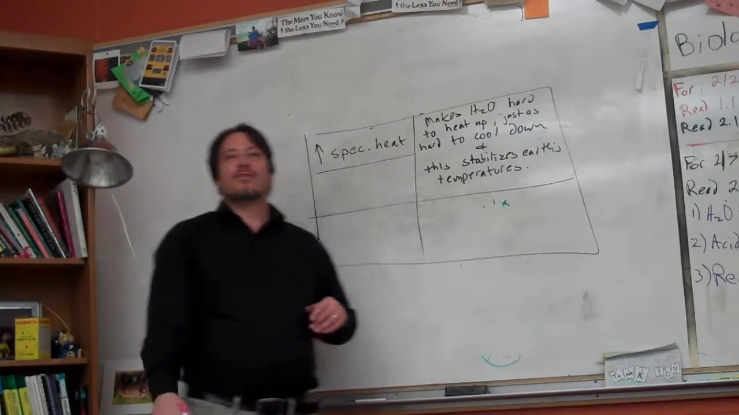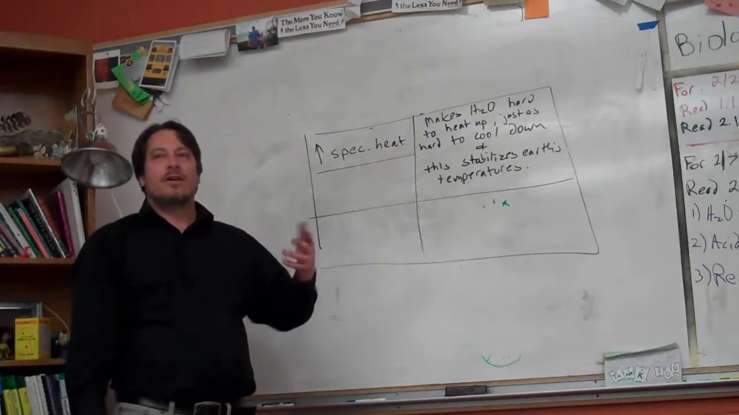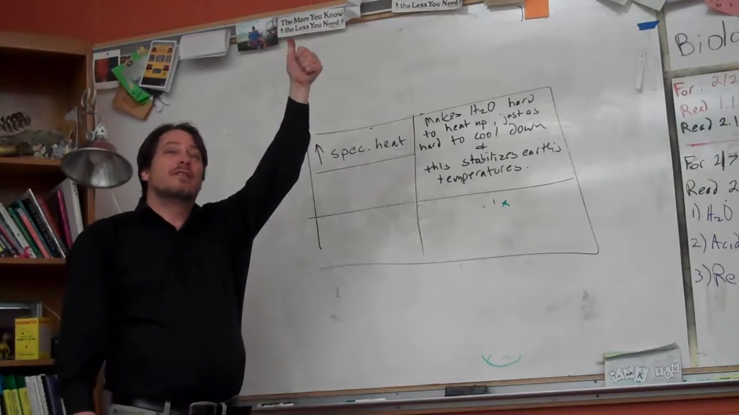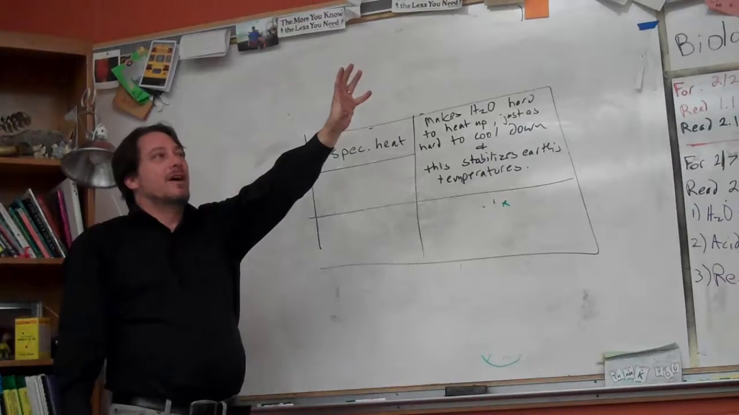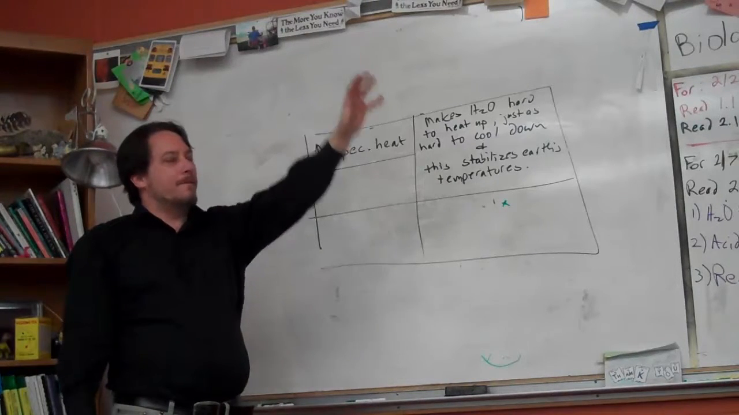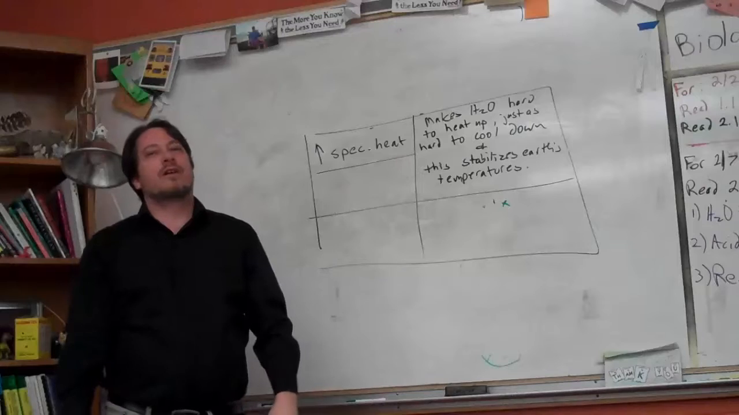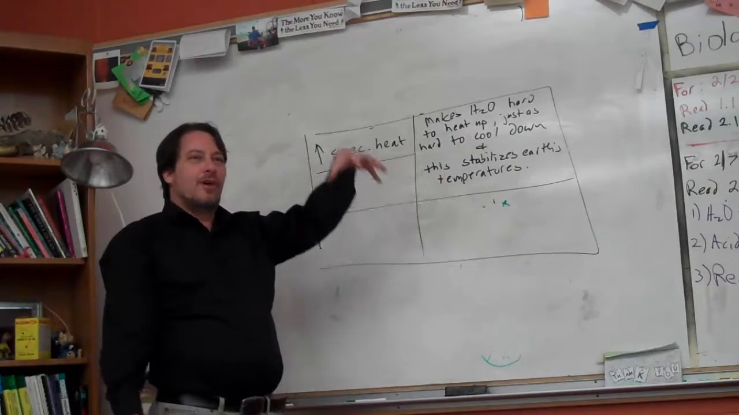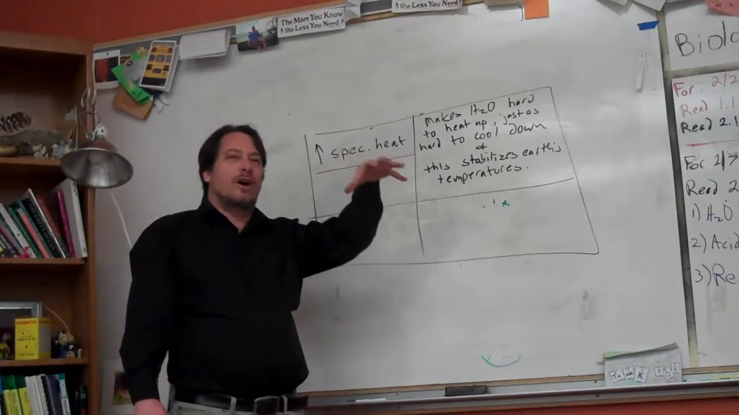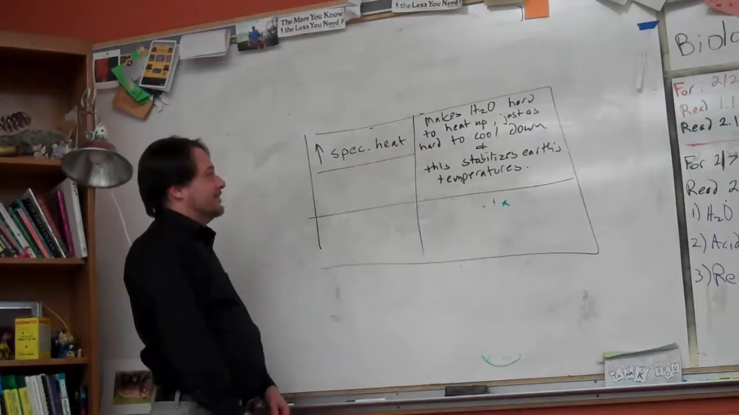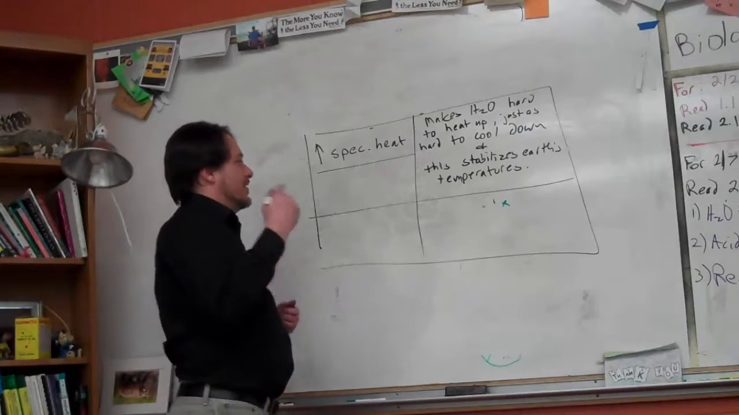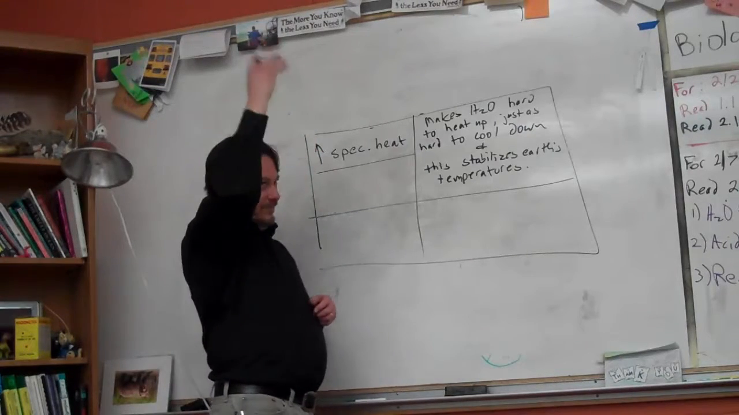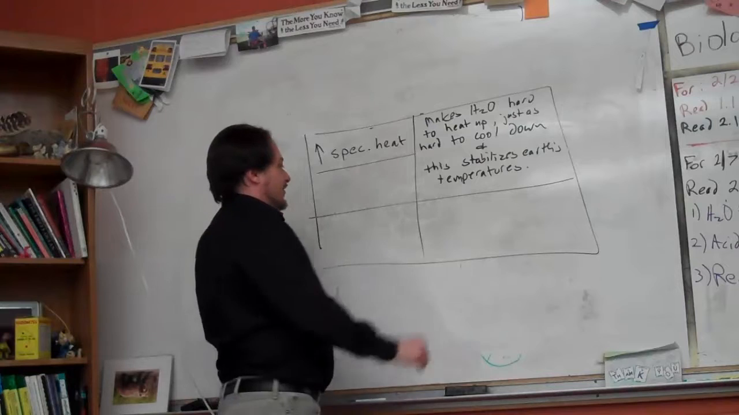Stabilizes Earth's temperatures because if we didn't have water, then the Earth would heat up a lot more during the day when it's facing the sun, parts of the Earth that are facing the sun, and it would drop to freezing really, really quickly as soon as the sun was gone. But as it is, it heats up slowly during the day, and it cools off slowly during the evening. Okay, is that why deserts are really hot during the day and then get really, really cold at night? Yes, that's correct.